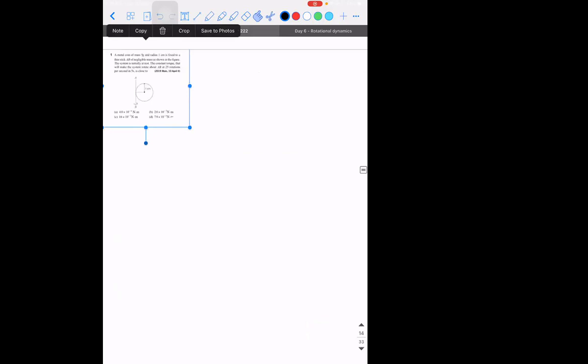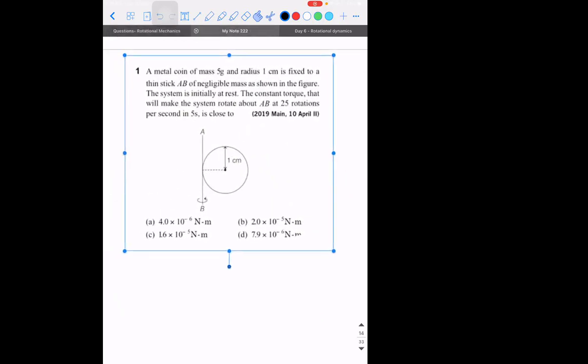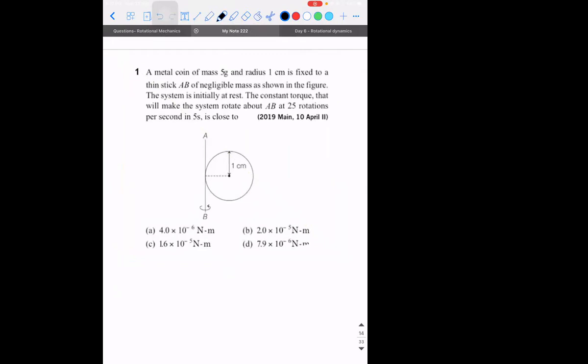So this is based on what? Pure rolling. There is a metal coin of mass 5 grams and radius 1 centimeter, which is fixed to a thin stick of negligible mass. So we'll not be concerned about its moment of inertia. The system, meaning this rod plus this coin, is at rest. The constant torque that will make the system rotate about the axis AB at 25 rotations per second in 5 seconds is close to? So our work is to find torque, right? So torque has 2 formulae. What are they, guys?